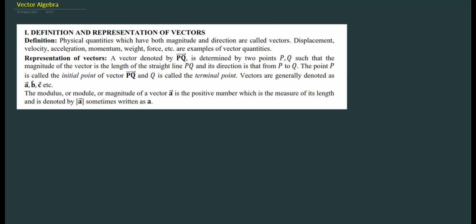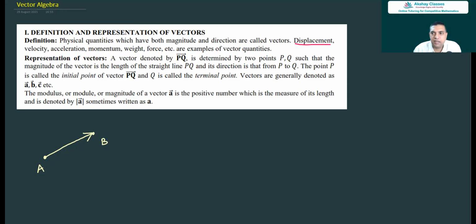However, terms like displacement have a direction. From one location, point A, an object moves to point B. So from A to B, it has moved. So it has both magnitude, the length AB, and the direction from A to B.